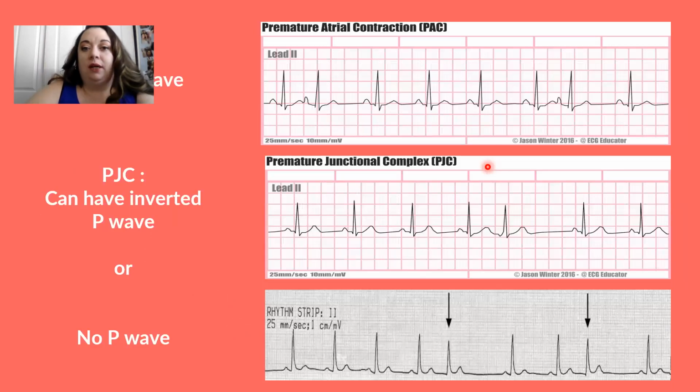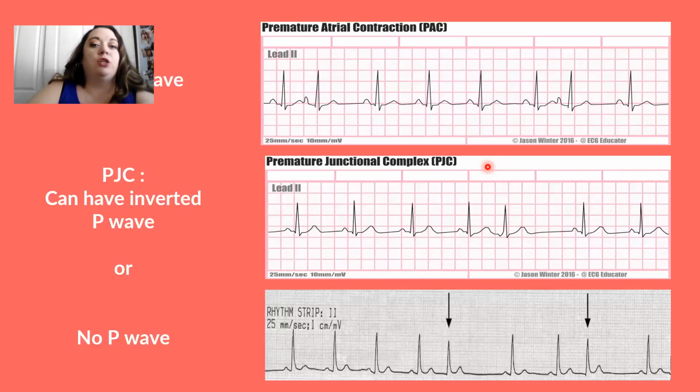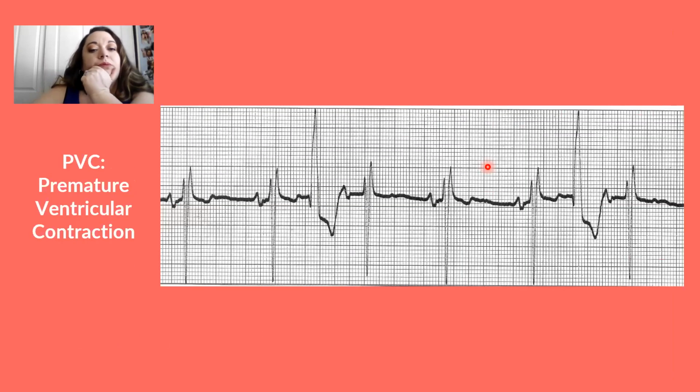So PAC, it's early, P wave is upright. PJC, it is early and either an inverted P wave or no P wave because it starts at my AV node. And then a PVC, it's early and they're big, fat, and ugly. They're really wide, complex beats that showed up early. I feel like we see these more often, but honestly, it's probably because these are easy. I can walk by a room and pick out a PVC. It's a little bit harder to do with these ones. So, any questions on the premature beats?